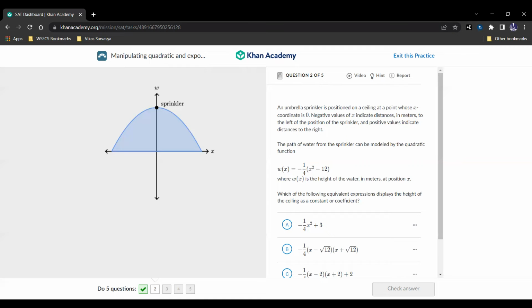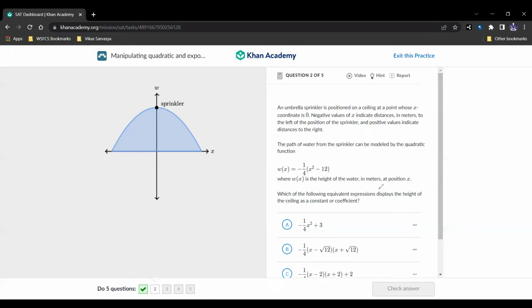All right. How are we going to do this? Let's see. Well, x squared is always positive or 0. So x squared minus 12 is always going to be negative 12 or greater than negative 12, which means that negative 1/4 of that is going to be 3 or less than 3. Right? So it's always going to be 3 or less than 3. Which means that the maximum, the ceiling, is going to be at 3.